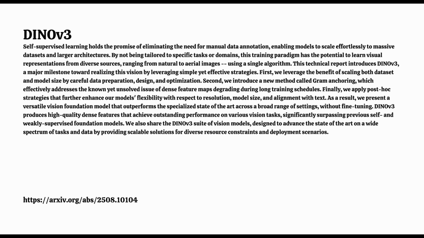Okay, so we've established how DINOv3 maintains its incredible feature quality even at massive scale. That gram anchoring seems key. But once you have this powerful, high-fidelity model, how do you make it practically useful across a diverse range of real-world scenarios? This brings us to DINOv3's post-hoc strategies. What are these, and how do they boost the model's flexibility and deployability?